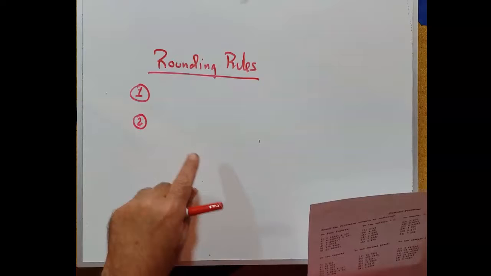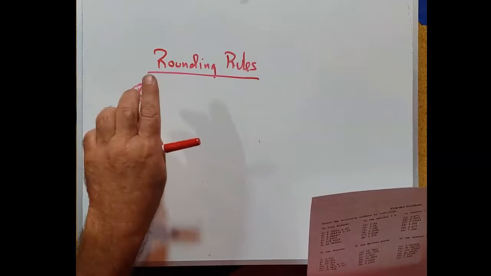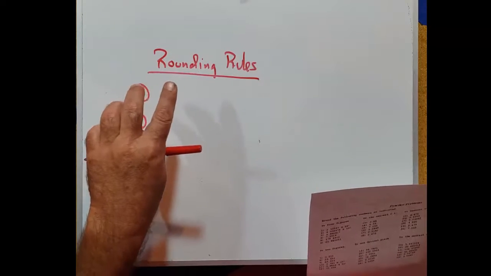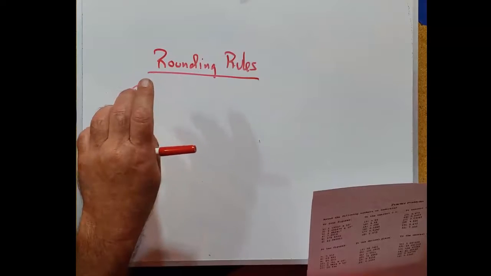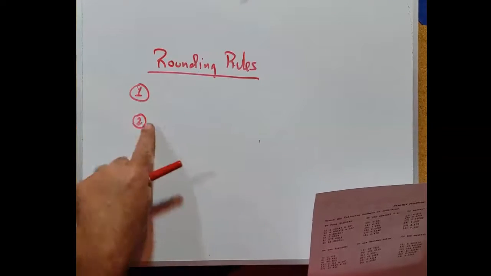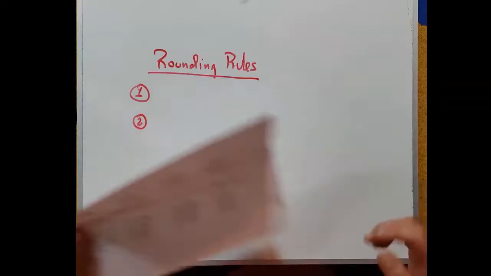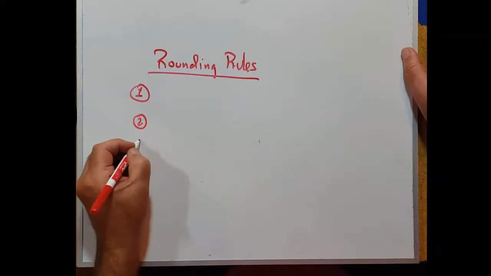typically we would go with two rounding rules. Number one, if the number behind the number to be rounded was less than 5, you round down. If it was 5 or more, you round up. That was rule 2. What I want you to do is include a third rule here.